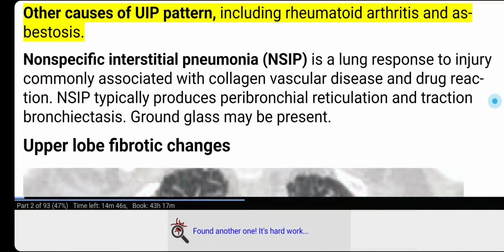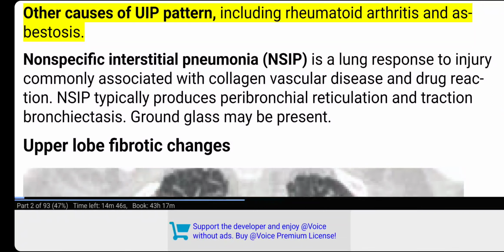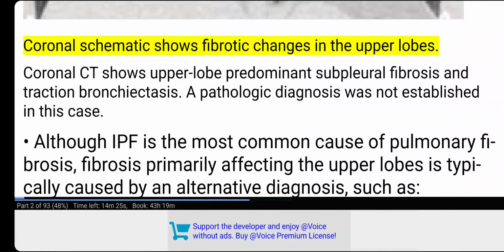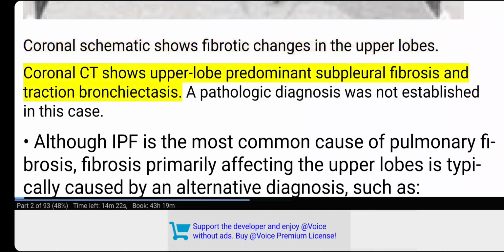Other causes of UIP pattern include rheumatoid arthritis and asbestosis. Nonspecific interstitial pneumonia, NSIP, is a lung response to injury commonly associated with collagen vascular disease and drug reaction. NSIP typically produces peribronchial reticulation and traction bronchiectasis. Ground glass may be present. Upper lobe fibrotic changes. Coronal schematic shows fibrotic changes in the upper lobes. Coronal CT shows upper lobe predominant subpleural fibrosis and traction bronchiectasis.